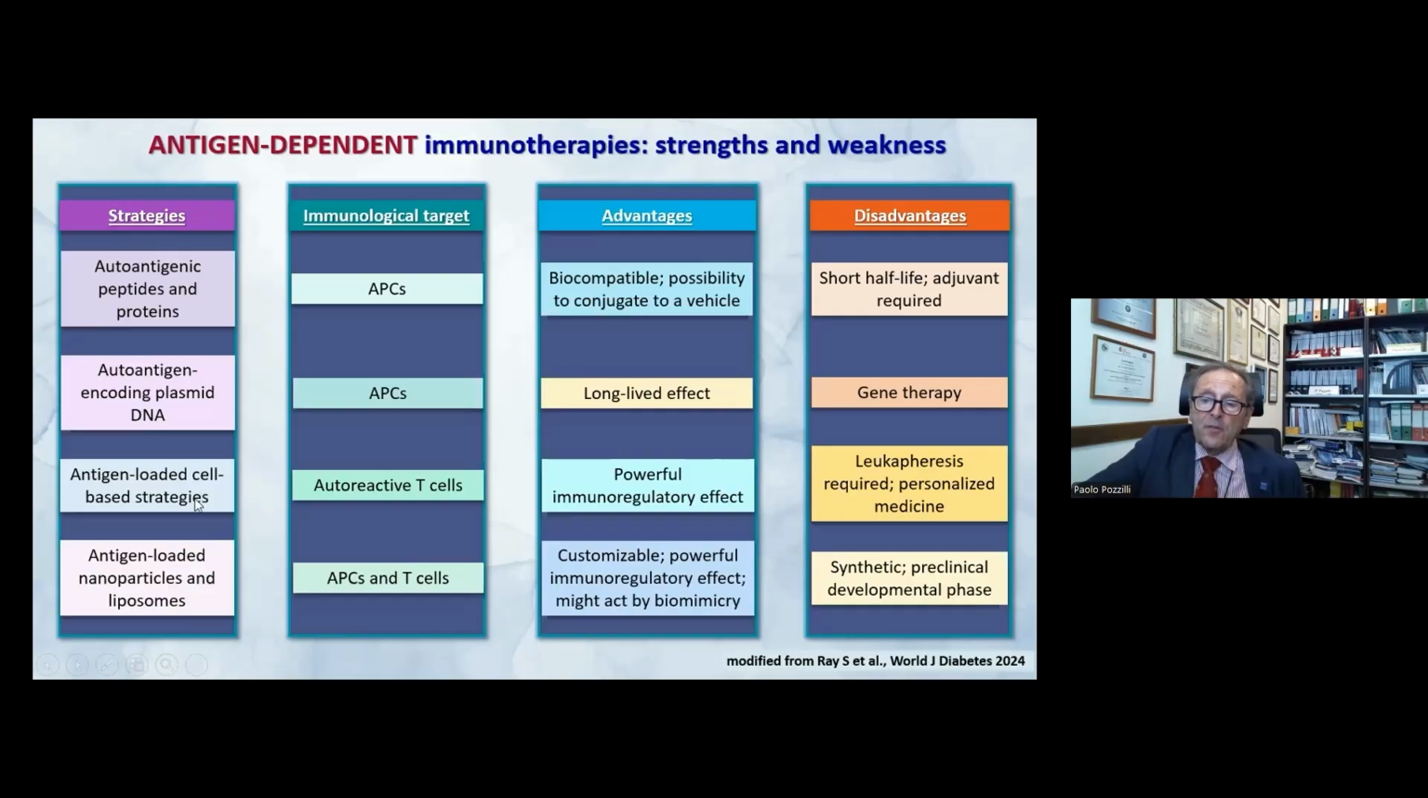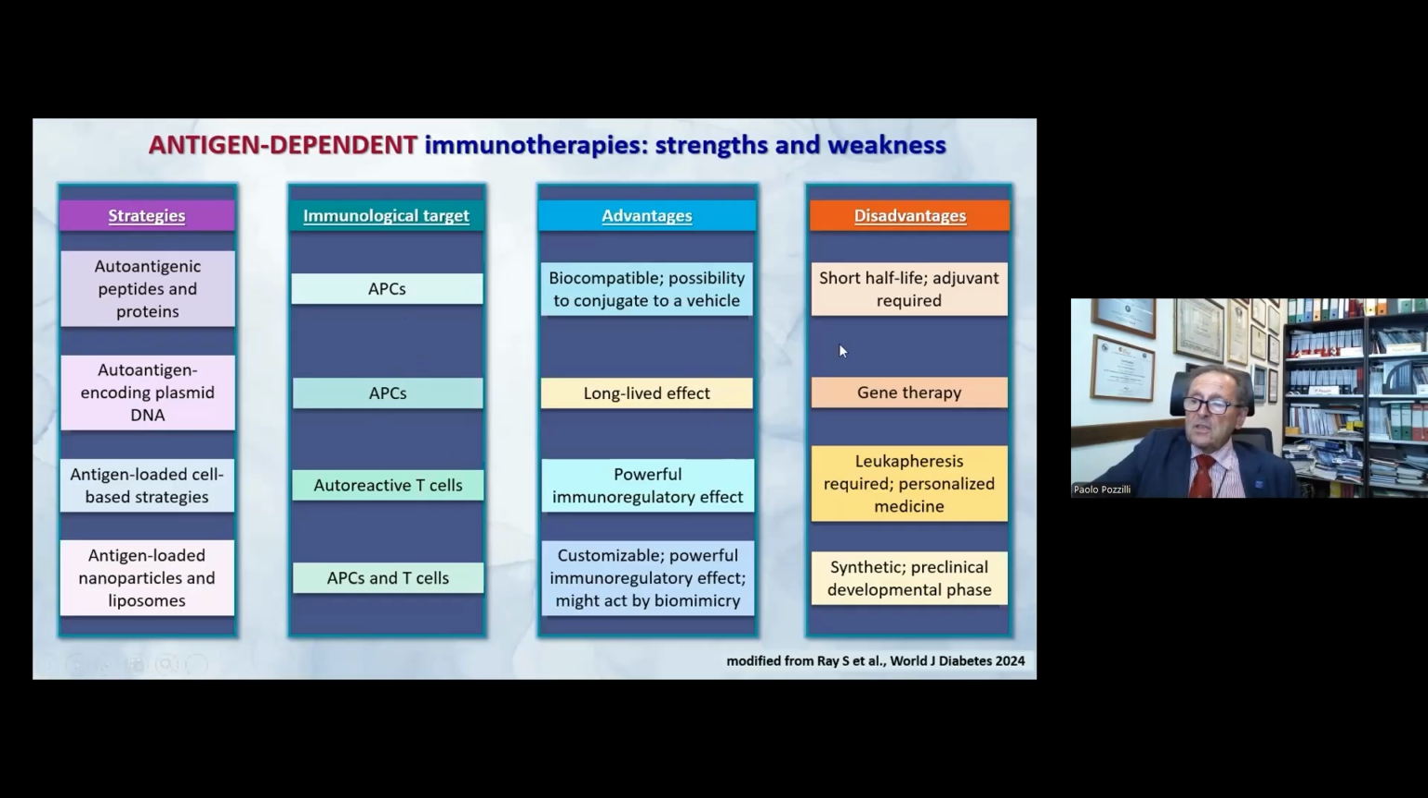What are these mechanisms for? To induce tolerance to the autoantigen, and by inducing tolerance, you have an increase of T regulatory cells, and you block the action of autoreactive T cells. And antigen-presenting cells are really inhibited in their action, and of course that could reduce the autoimmune response.